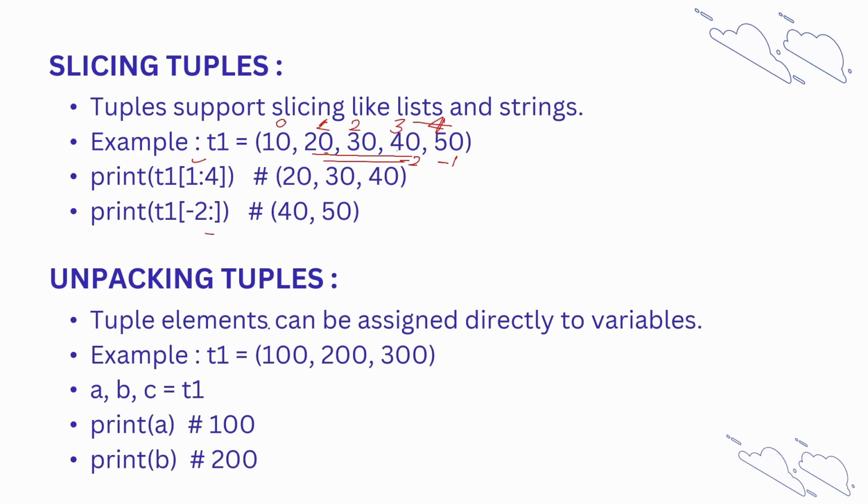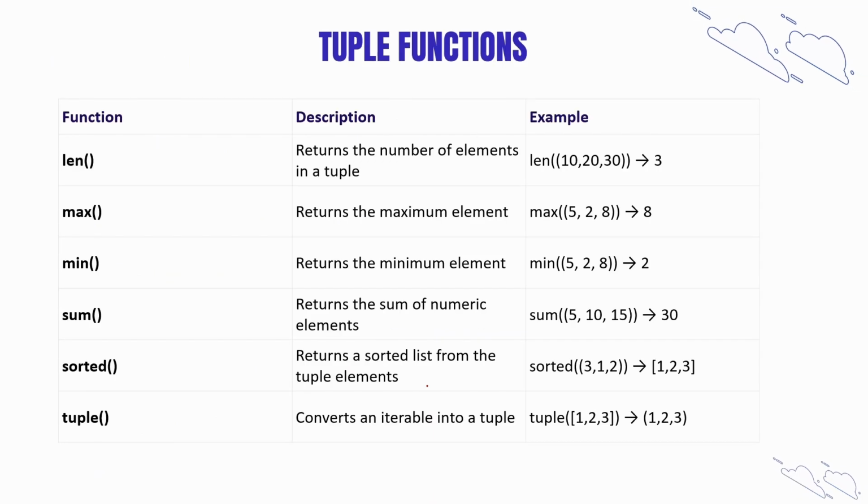Okay, next we have unpacking tuples. Tuple elements can be assigned directly to variables. So if we have a tuple T1 like this and we say A, B, C equals T1, the first becomes A, the second becomes B, and the third becomes C. So when we print A, we get 100, when we print B, we get 200, and when we print C, we get 300. Okay.